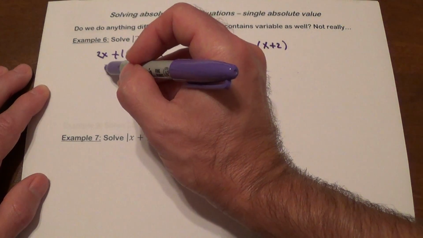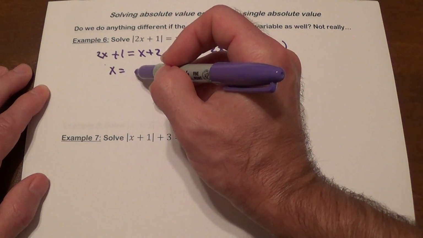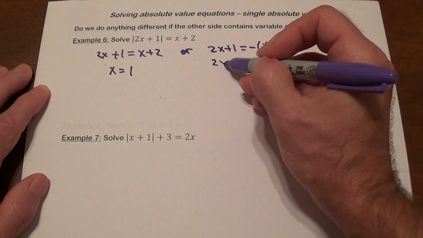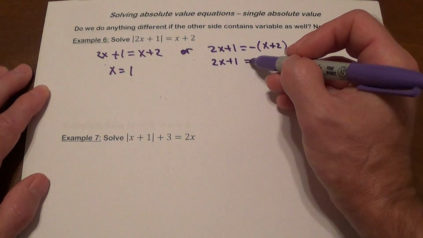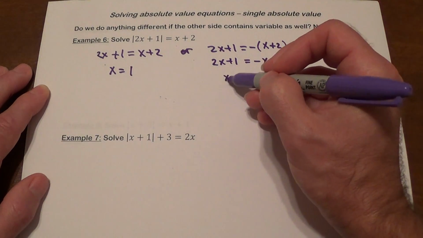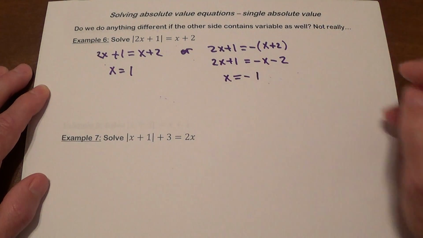So this here, if you solve this equation, is going to give us x equals 1. Here we need to make sure we distribute correctly. It's going to equal negative x minus 2. And when you solve this equation, x is going to be negative 1.